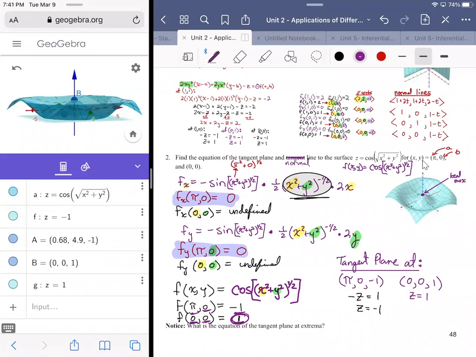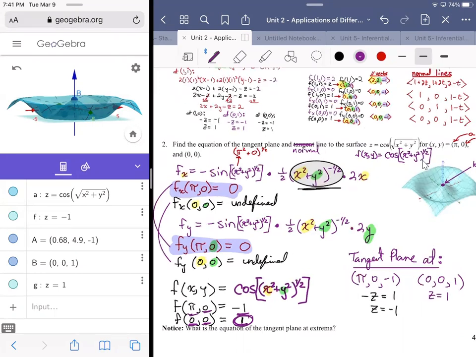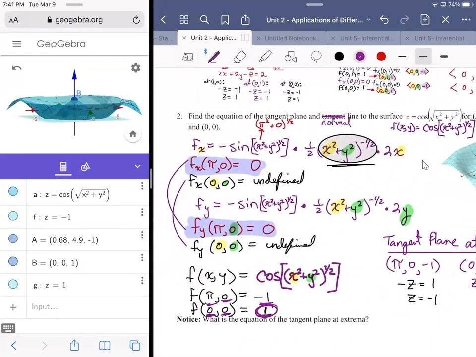Right? So in that instance, if it's undefined for both f sub x and f sub y, and if it's 0 for both f sub x and f sub y, then you're dealing with local extrema. Right? So you have local extrema when f sub x is equal to f sub y is equal to 0. Also possibly when f sub x is equal to f sub y is equal to undefined.